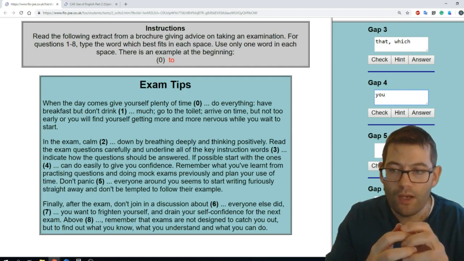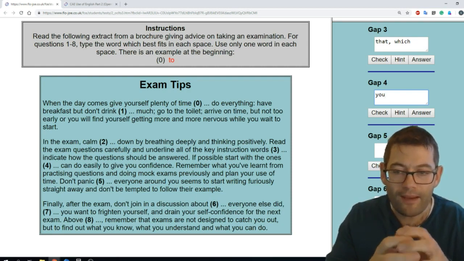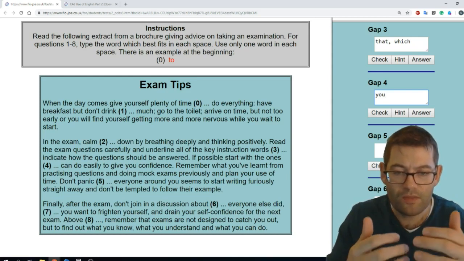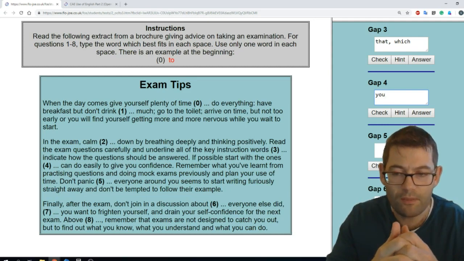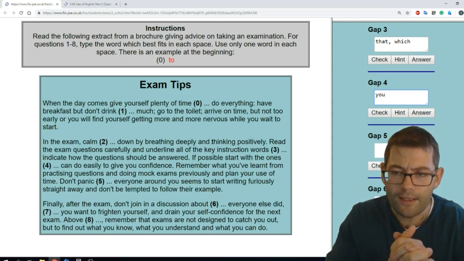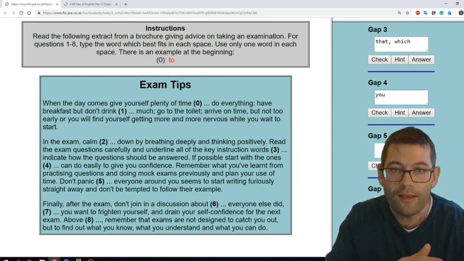Remember what you've learned from practicing questions and doing mock exams previously, and plan your use of time. Number 5, don't panic. Everyone around you seems to start writing furiously straight away, and don't be tempted to follow their example. What's going on here? Well, the context of the question seems to suggest a hypothetical action that might happen in the future.